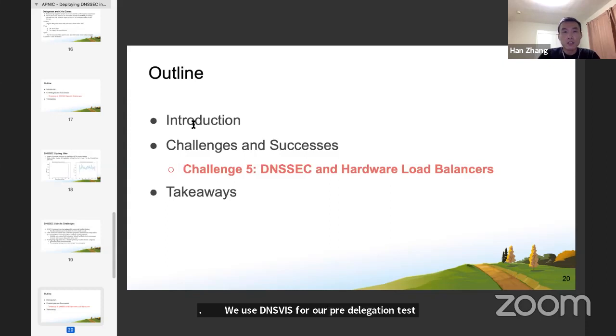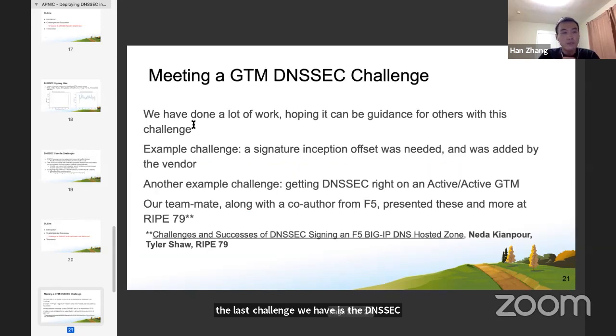The last challenge we have is DNSSEC on hardware load balancers. We do have some leaf zones hosted on the F5 GTMs, and we had some challenges deploying these leaf zones on F5 GTMs. One example is the signature inception offset was missing, and we had to work with the F5 engineers for a hot fix to solve this problem.